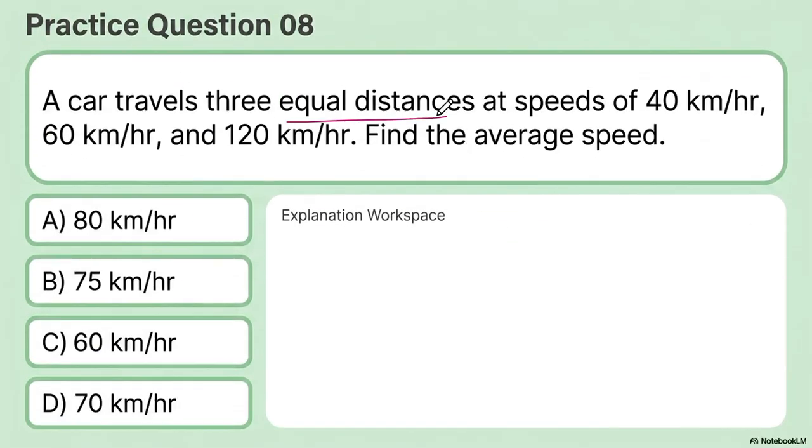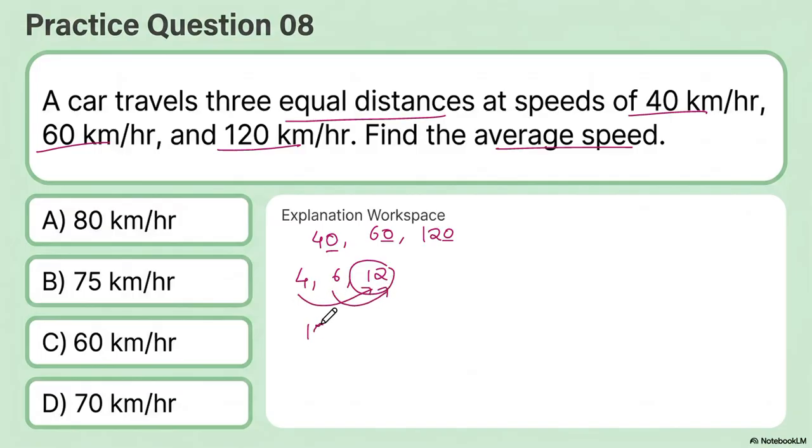A car travels 3 equal distances at speeds of 40 km, 60 km and 120 km. So find the average speed. So speeds are given 40, 60, 120. Okay. Don't look at this 0, just look at the numbers 4, 6, 12. The biggest number is 12. Does 4 divide 12? Yes. Does 6 divide 12? Yes. That means 12 is our LCM.